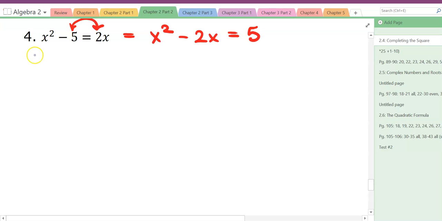Okay, why don't you guys start doing your 3 steps. Do the half of b. I want to see you square your result there. And then I want to see you rewrite the equation.